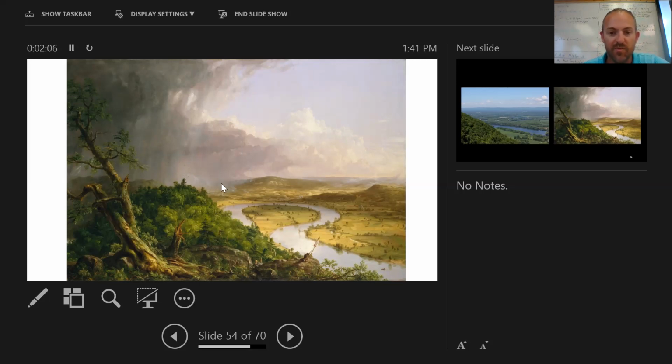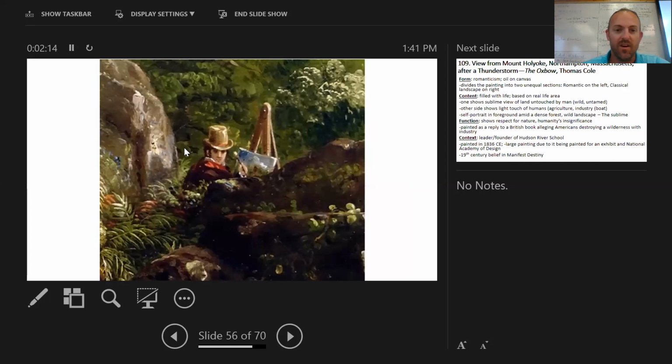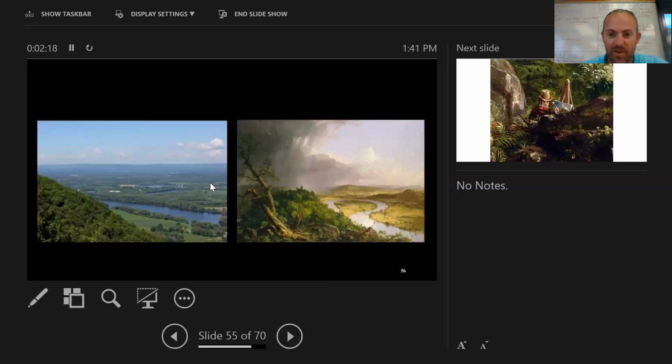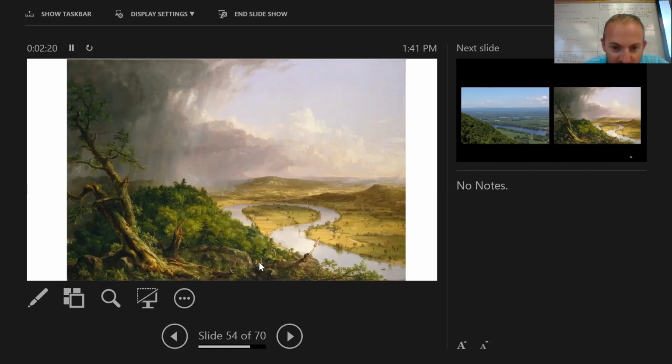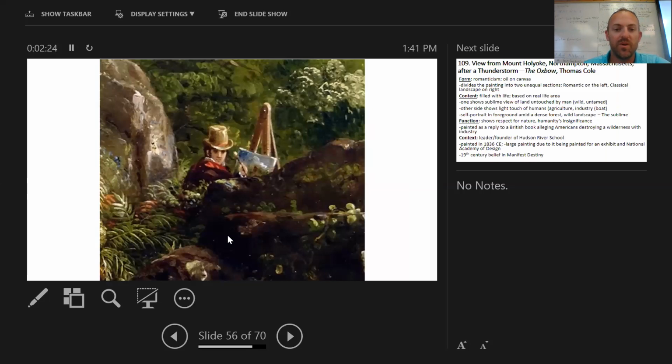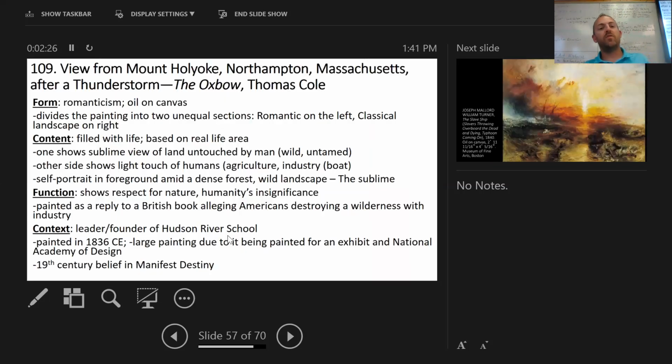Then right here, I don't know if you can see, you've got tiny little Thomas Cole. He depicts himself in this image. There he is, painting the piece. He kind of hides himself in the image, which is kind of funny. He's painting that palette, so he's doing what we're doing. This is the view from Mount Holyoke in Massachusetts after a thunderstorm.